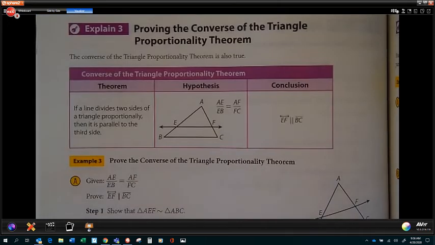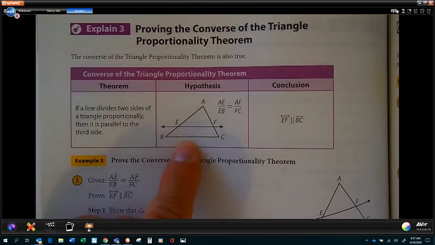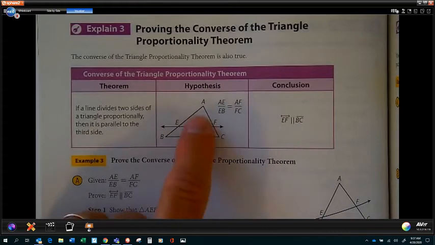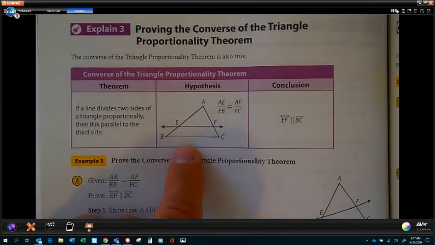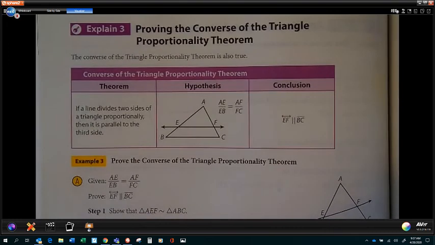And now part 2, we've got the converse of the proportionality theorem, which states that if you've got a line that divides two sides of a triangle proportionally, then you could say that these two lines are parallel. So go ahead and pause and put this theorem in your notes, and go ahead and resume when you're ready to look at the theorem.